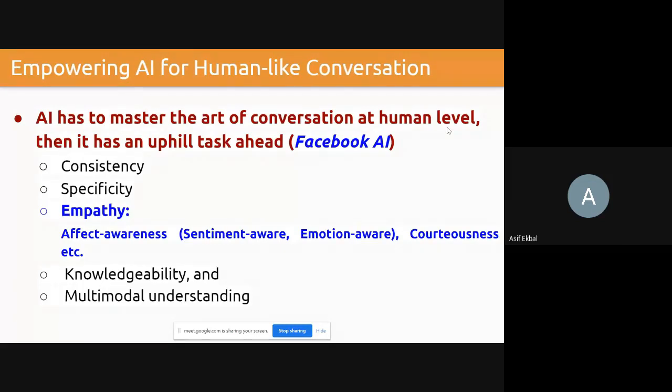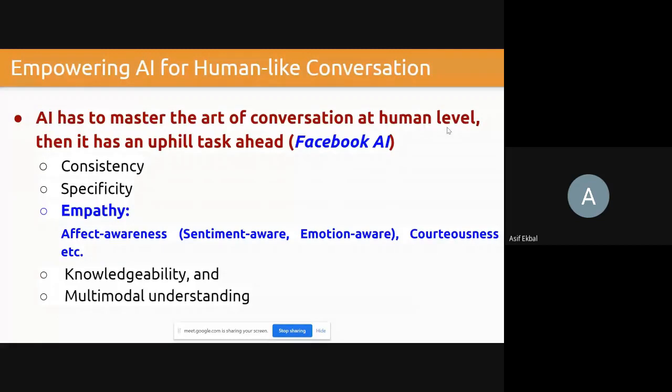What is knowledgeability? Knowledgeability is basically that it should be able to give you the answers that a human being can give. Then the multimodal understanding. So not only text, if the input is, let's say, an image, a video, or an audio, can the bot also respond to such situations? That is very important.